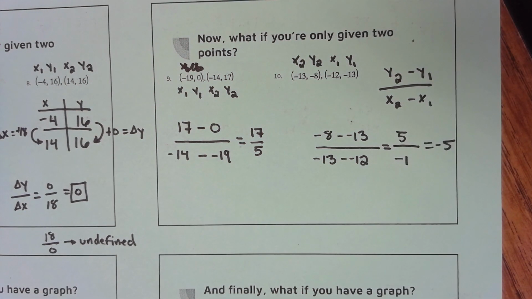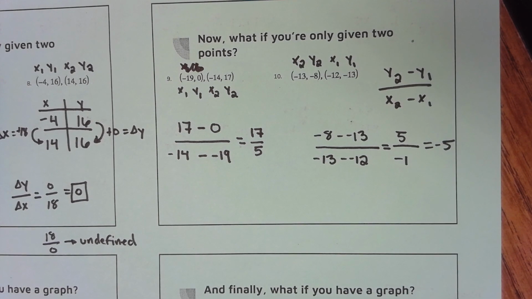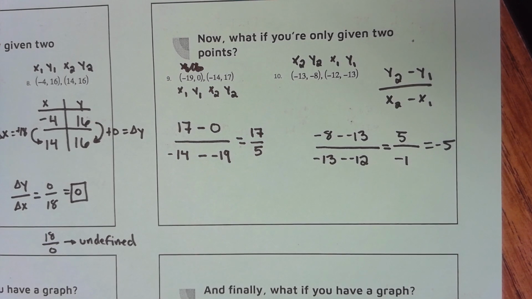So based on how I label these points, y2 is negative 8 minus y1 gives us a minus a negative 13. Since we're minusing a negative, that really means we're adding 13 to negative 8, and thus your change in y is 5.